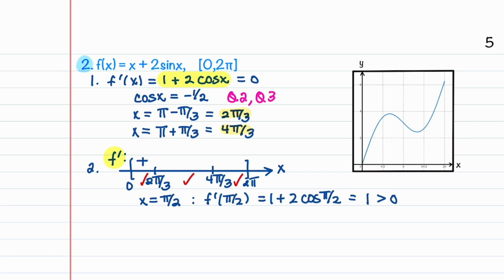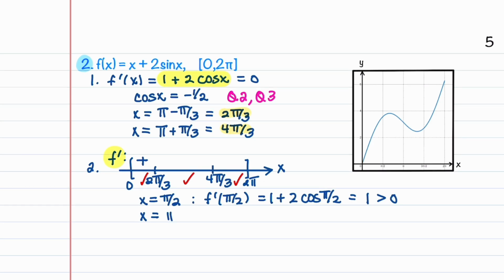Now let's pick a point between 2 pi over 3 and 4 pi over 3. I think the easiest value is pi. Now we're going to compute f prime at pi. This is 1 plus 2 cosine of pi. Cosine of pi is negative 1, so this is 1 minus 2, which is minus 1. That is less than 0, so we'll put a negative in our middle region.